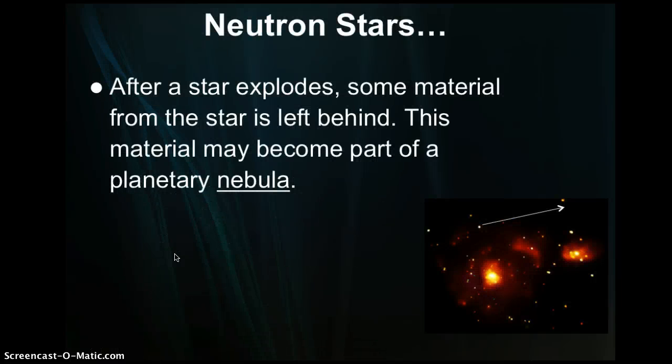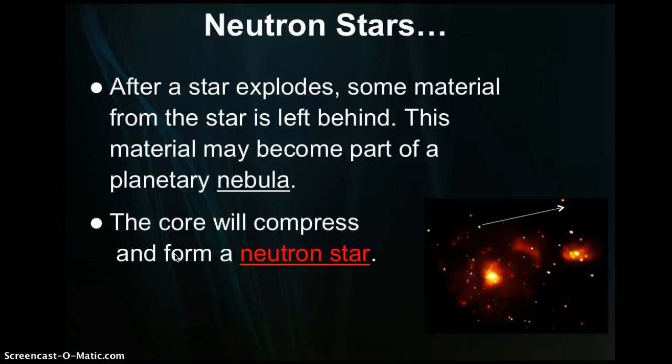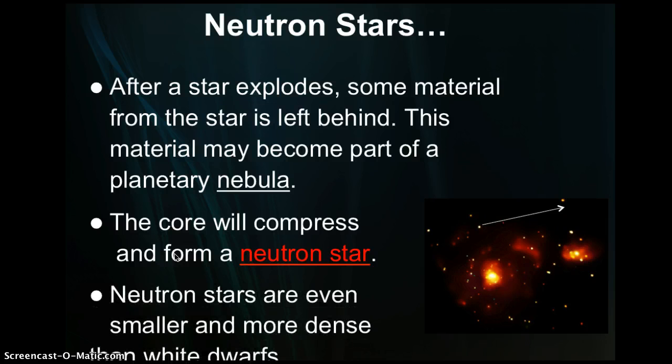After the supernova, some of the material is left behind, and that may become part of a planetary nebula. What's left of the core compresses and forms a neutron star. These neutron stars are even smaller and more dense than white dwarfs.